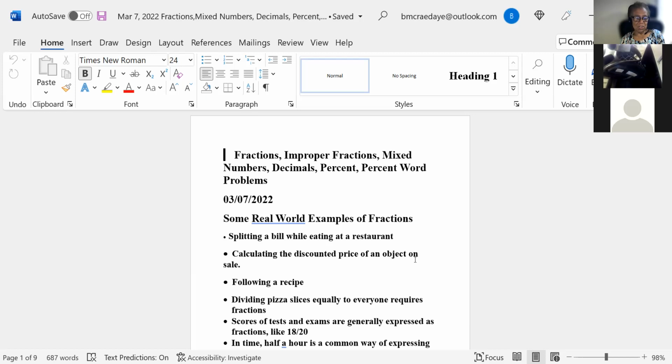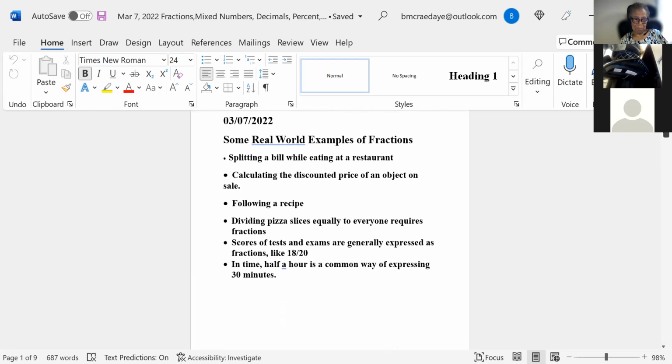Yeah. And of course, it's used in exams. Say you have 20 questions on the exam, and sometimes we put the answer as 18 over 20. You could convert it to a percent, but you can also do it as a fraction. And of course, a half hour is a way of expressing 30 minutes. A lot of times we say, oh, I'll be there about half an hour after. A half hour is half of 60 minutes in an hour. So we use fractions all the time. There's nothing new.